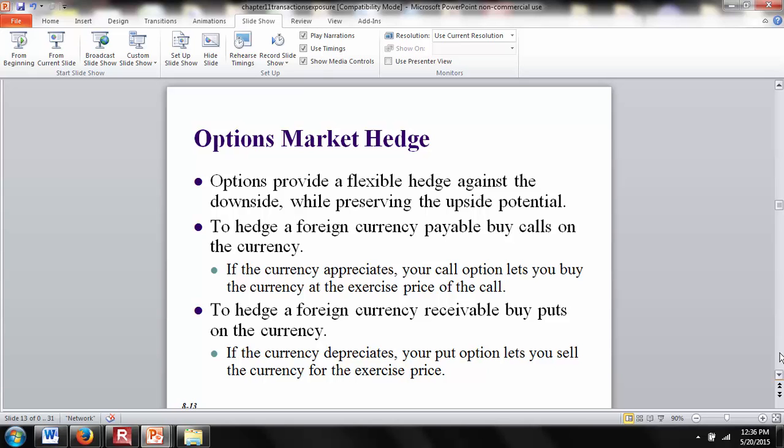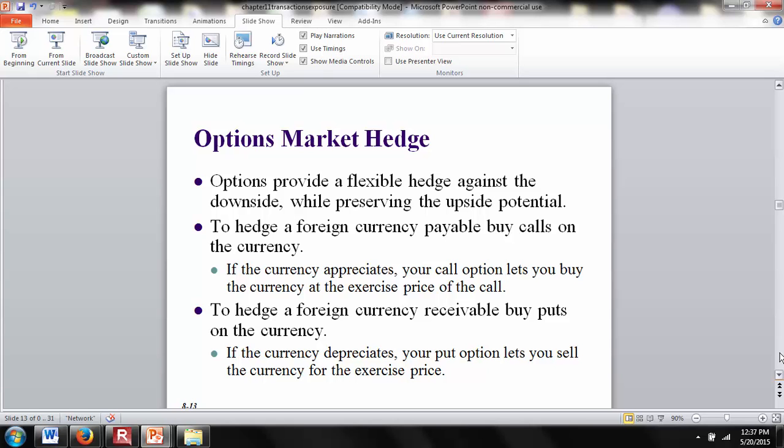To hedge a foreign currency receivable, buy put options on the currency. If the currency depreciates, your put option lets you sell the currency for the exercise price. So basically, these are the two things. If it's an accounts payable, you have to make a payment, you want to buy call options.